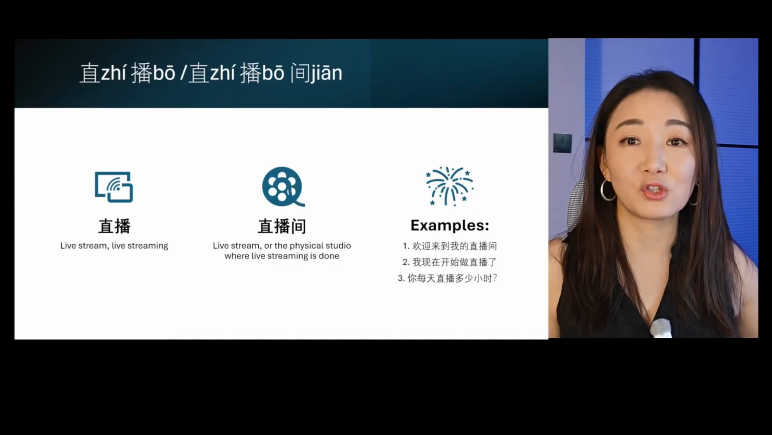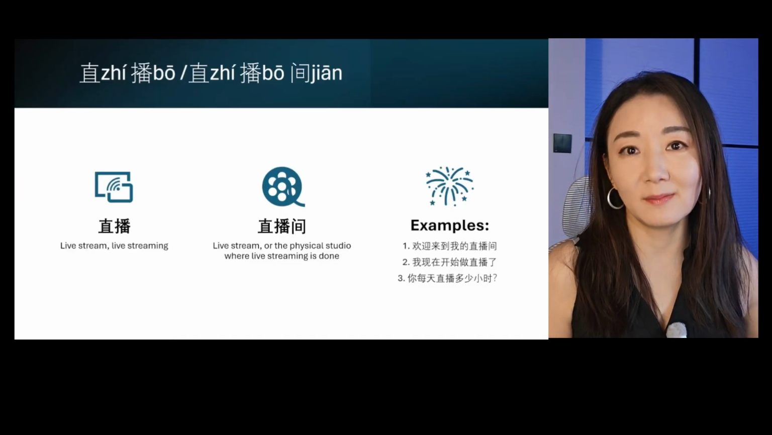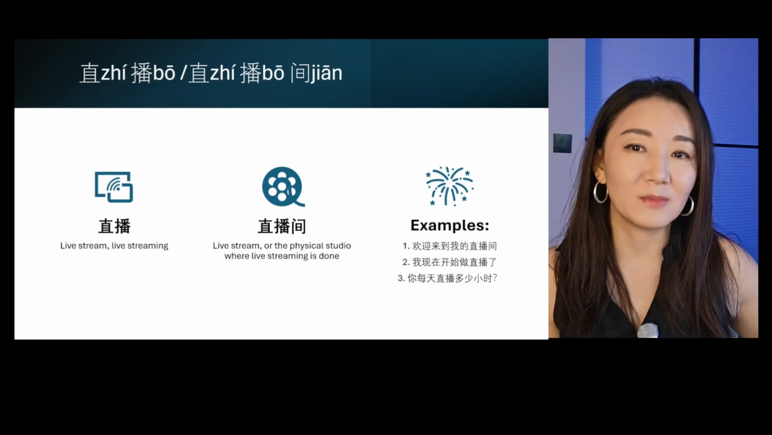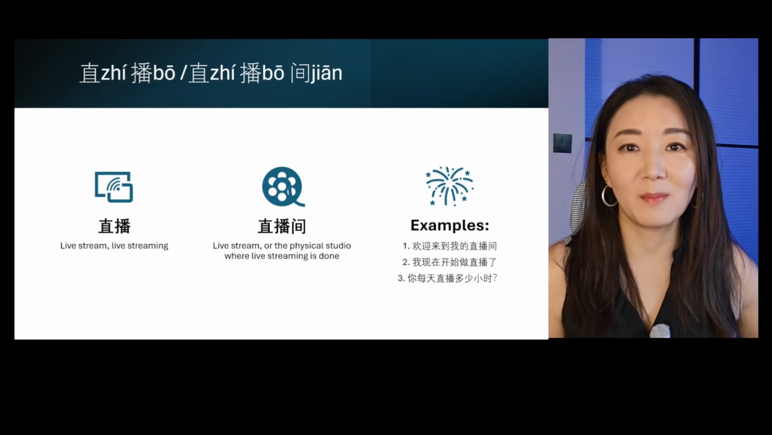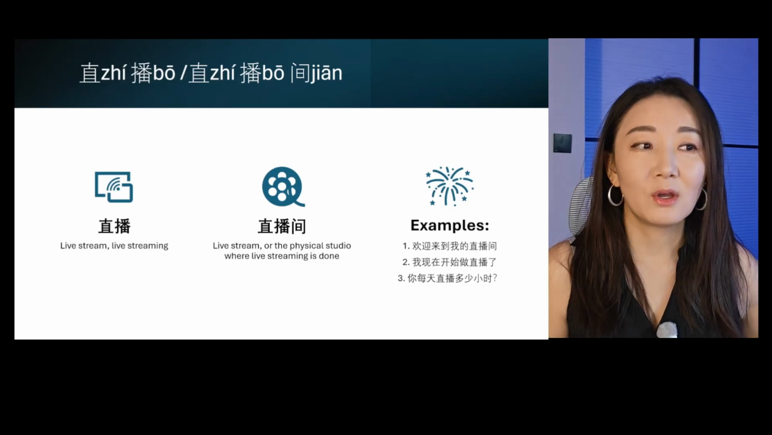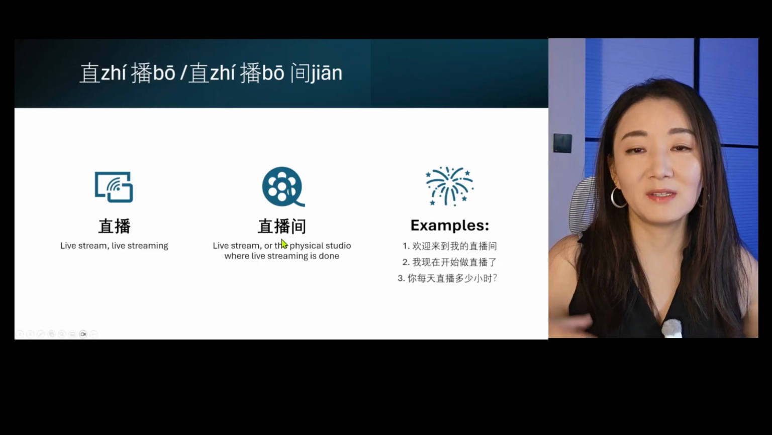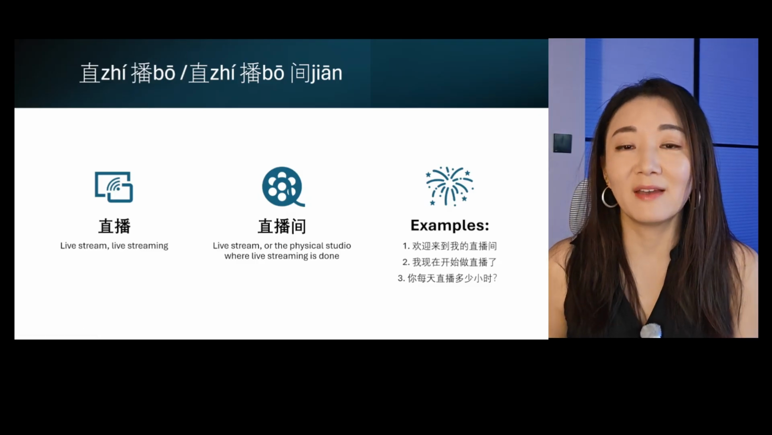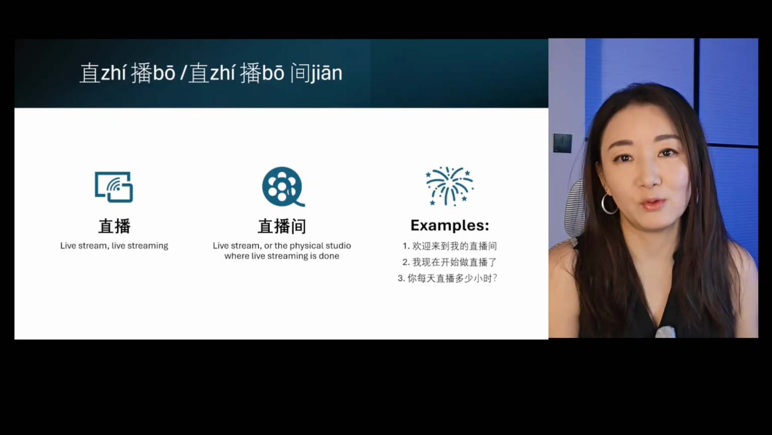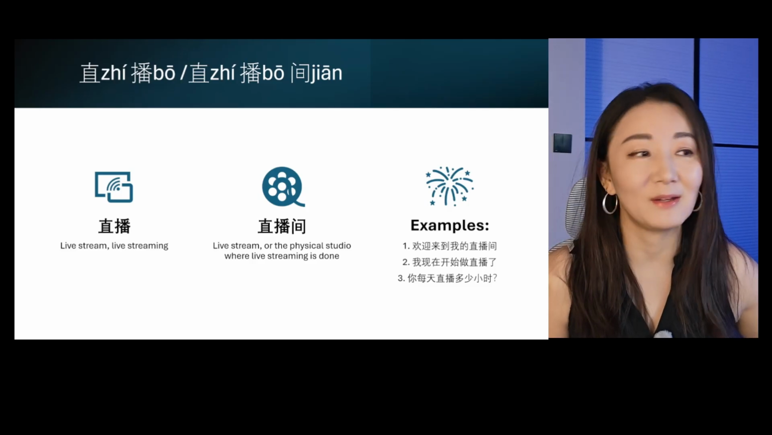Next, let's talk about 直播 or 直播间. 直播 means live streams or live streaming. There's not much to explain here. So 直播间 can mean the physical studio in which you're doing your live streaming, or it can mean just live streams. Let's look at 3 examples here.